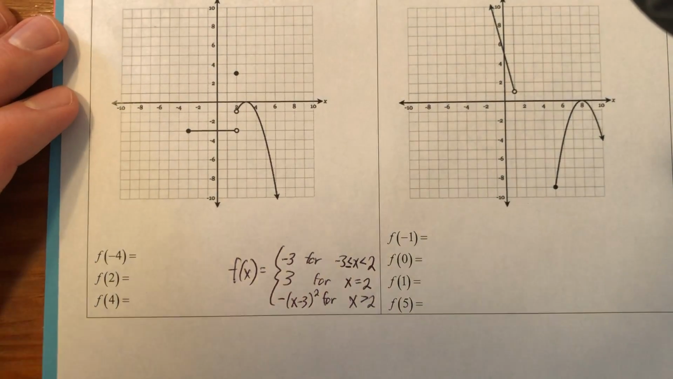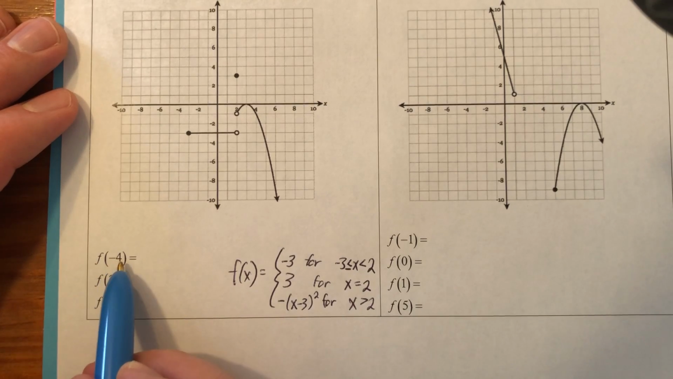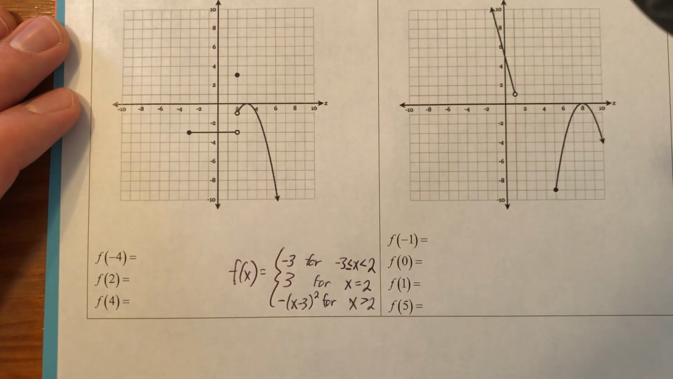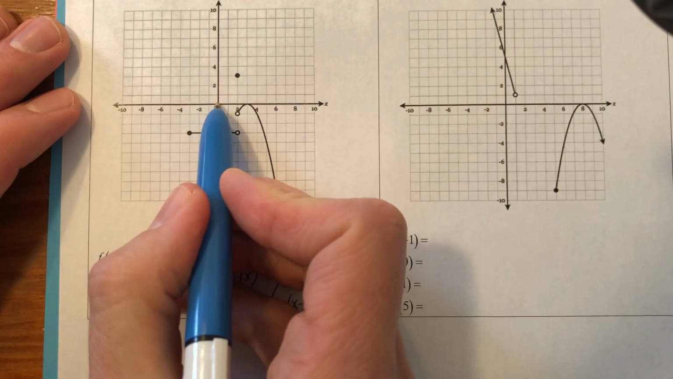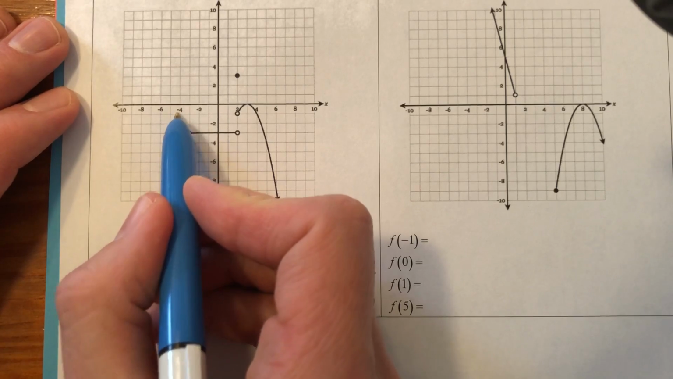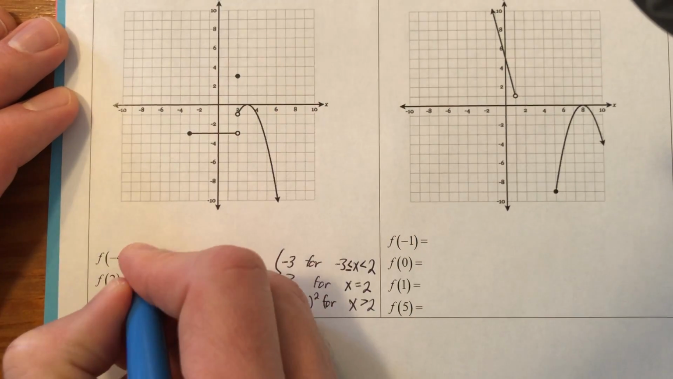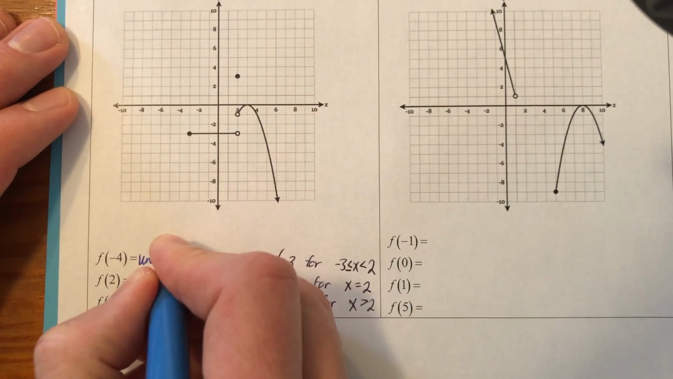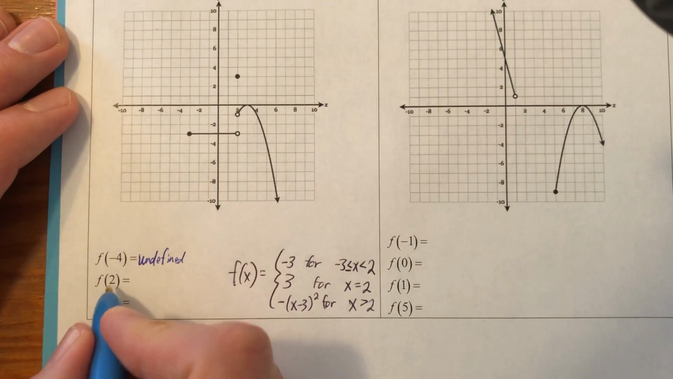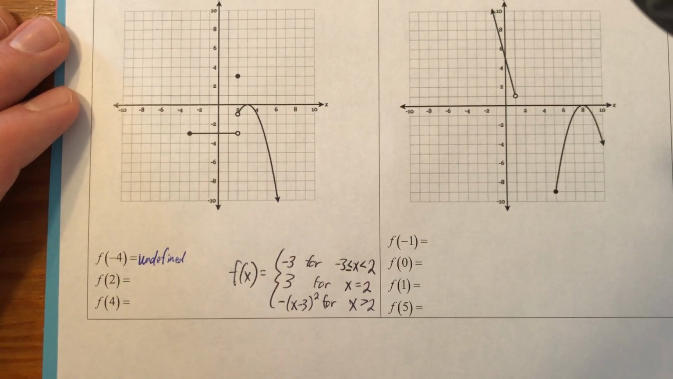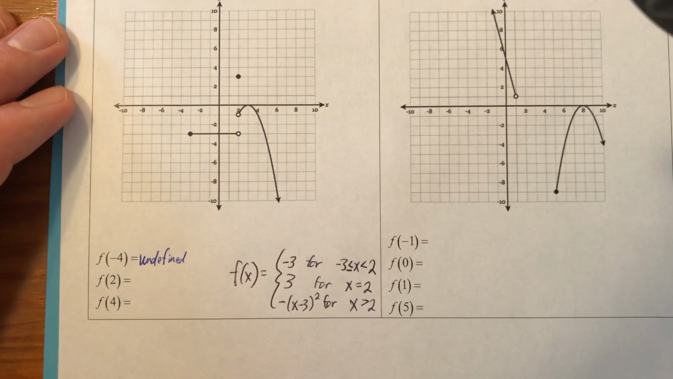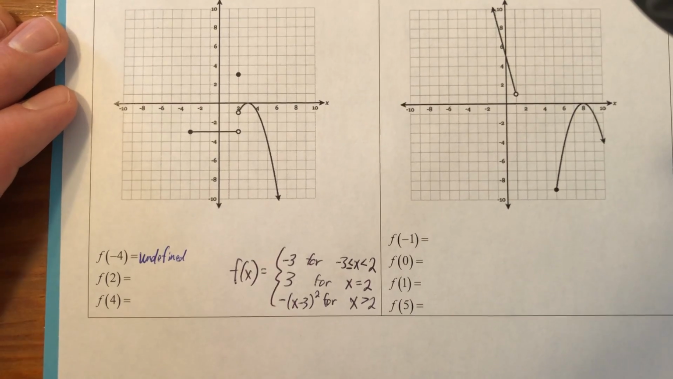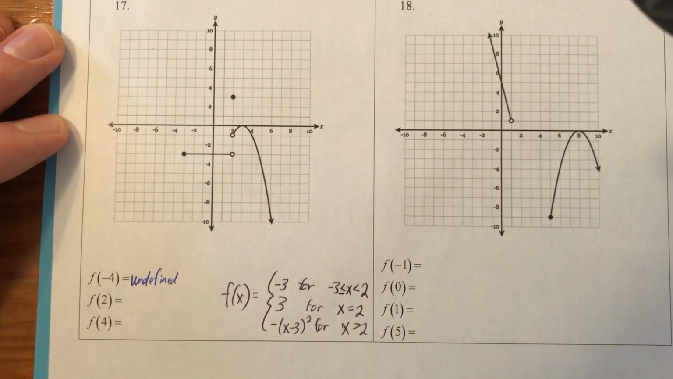Let's keep moving. F of -4. If I want to know what the y value is at -4, I go to x equals -4, and then I look, and oh, it's not there. So it's undefined. The function is undefined. Let's not say no solution. We're not technically solving anything. We're talking about the value of a function, and it is not defined, so it's technically undefined.